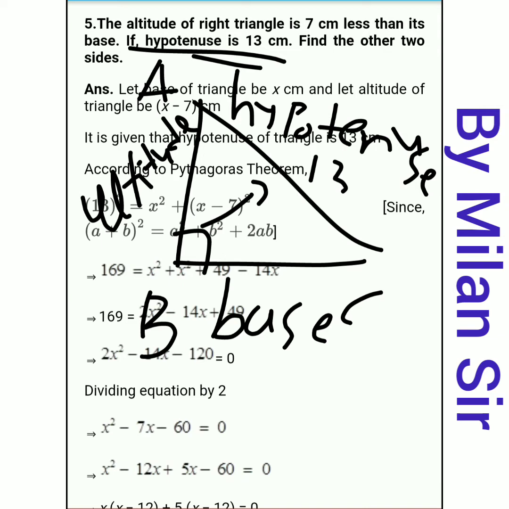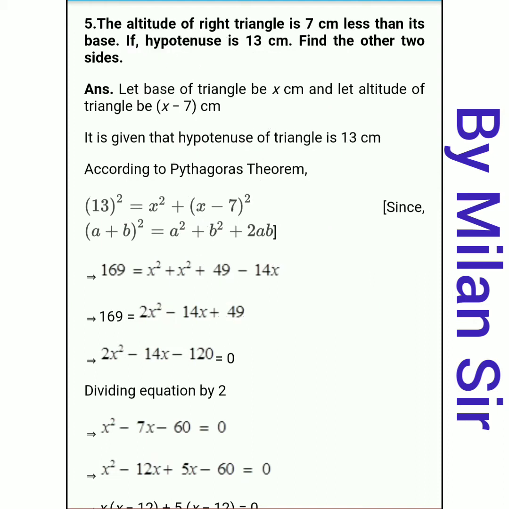For the altitude, it is written here that the altitude of the right angle triangle is 7 centimeter less than its base. So our altitude depends on the base. So we need to assume our base. So the base of the triangle is equal to x centimeter.